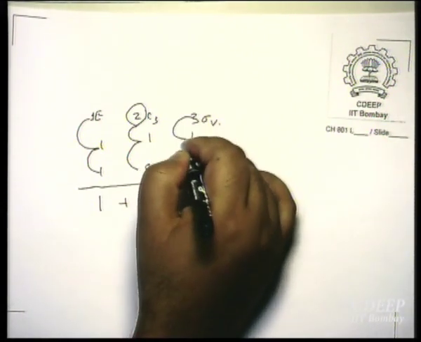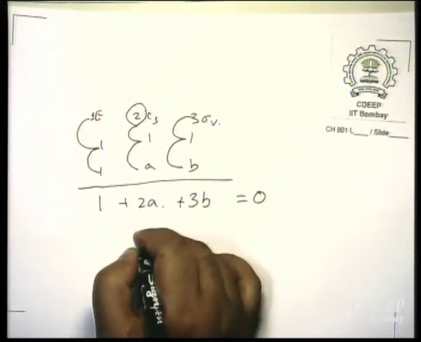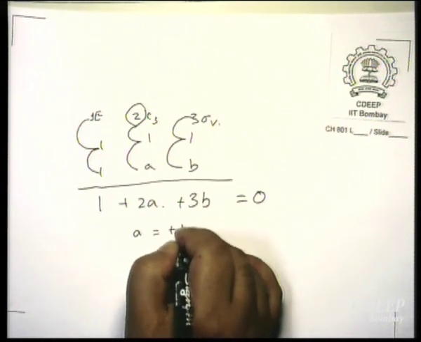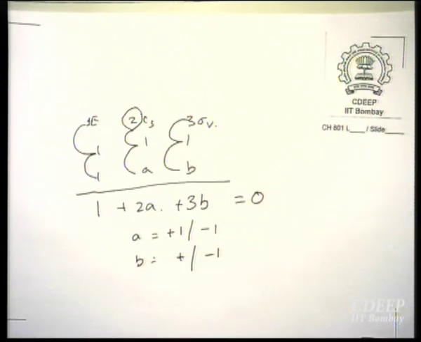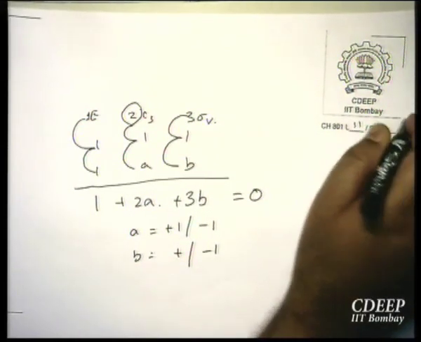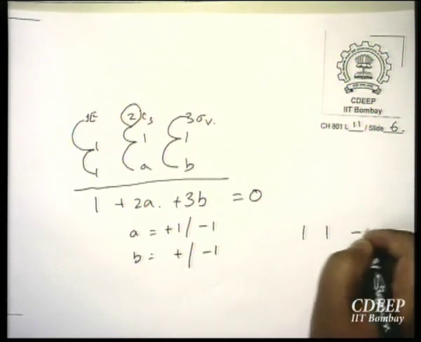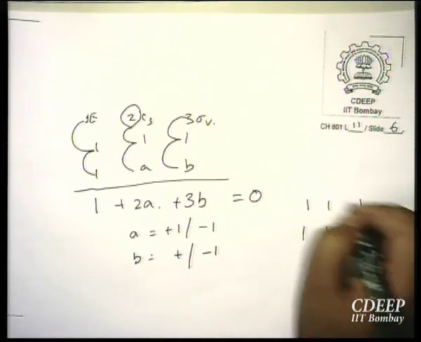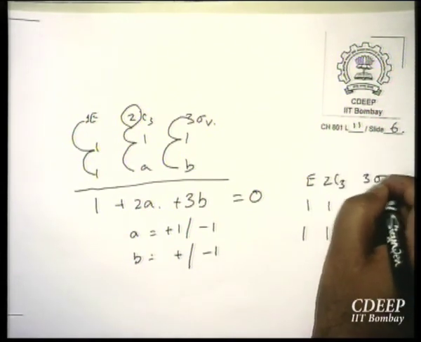Similarly, here you have 3 multiplied by 1 multiplied by b. So that is plus 3b equal to 0. A is equal to either plus 1 or minus 1. B equal to either plus 1 or minus 1. Now tell me what is A, what is B? Naturally, right? So it is 1, 1, minus 1. I just write it once again. 1, 1, 1, 1, 1, minus 1, E, 2C3, sorry, 3 sigma V.